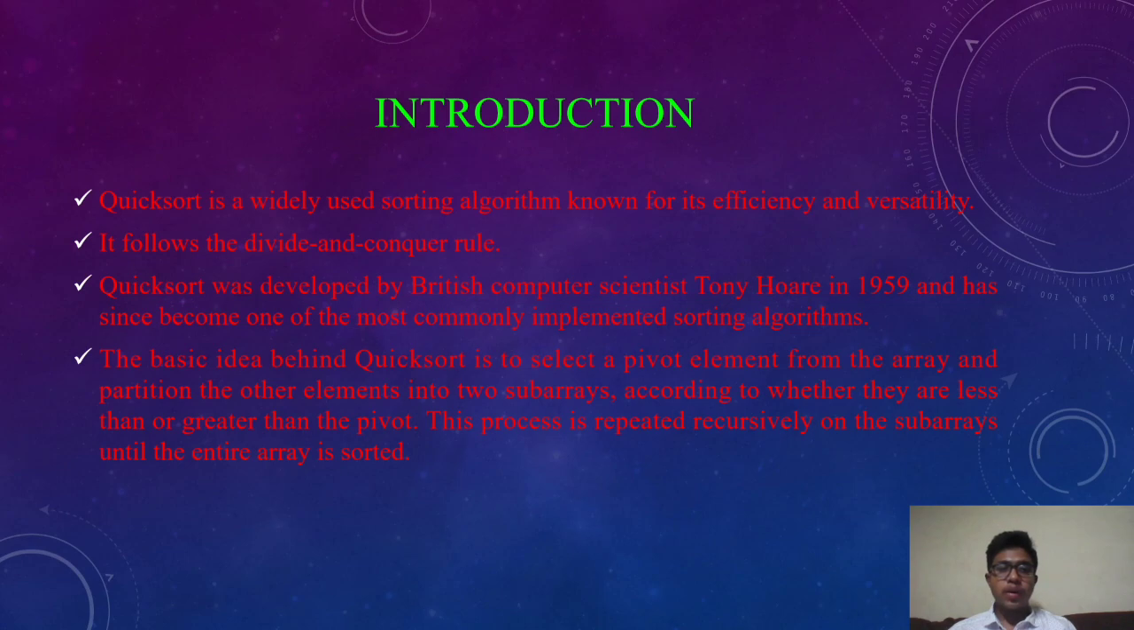It follows the divide and conquer rule. Quicksort was developed by British computer scientist Tony Hoare in 1959 and has since become one of the most commonly implemented sorting algorithms. The basic idea behind Quicksort is to select a pivot element from the array and partition the other elements into subarrays according to whether they are less than or greater than the pivot. This process is repeated recursively on the subarrays until the entire array is sorted.